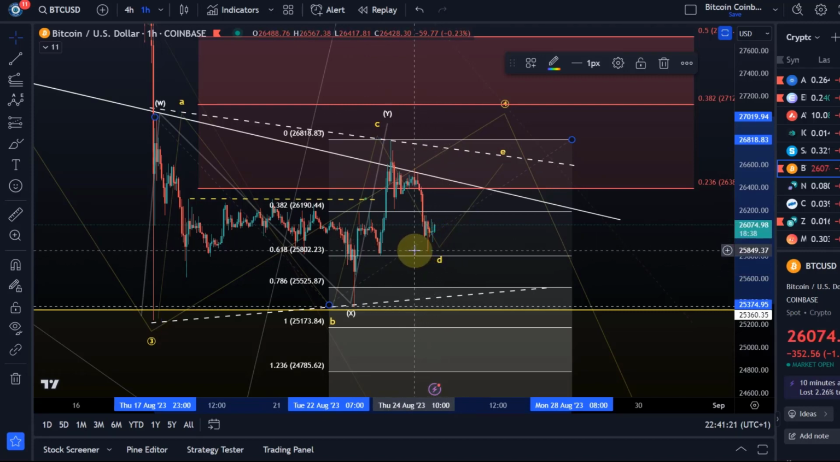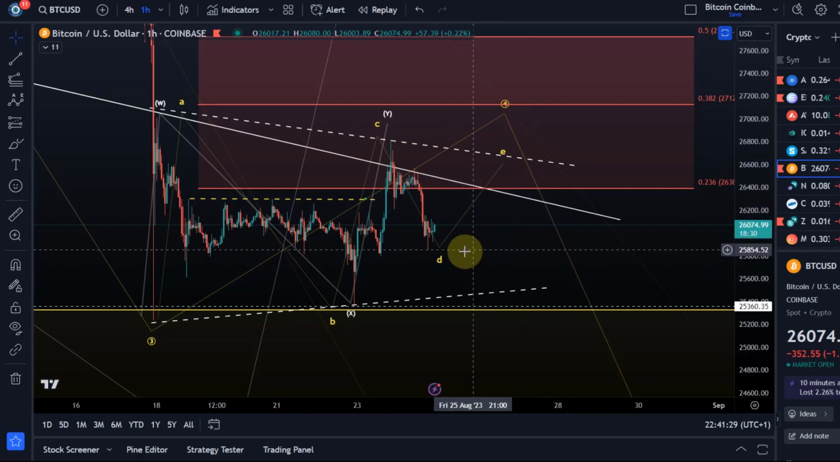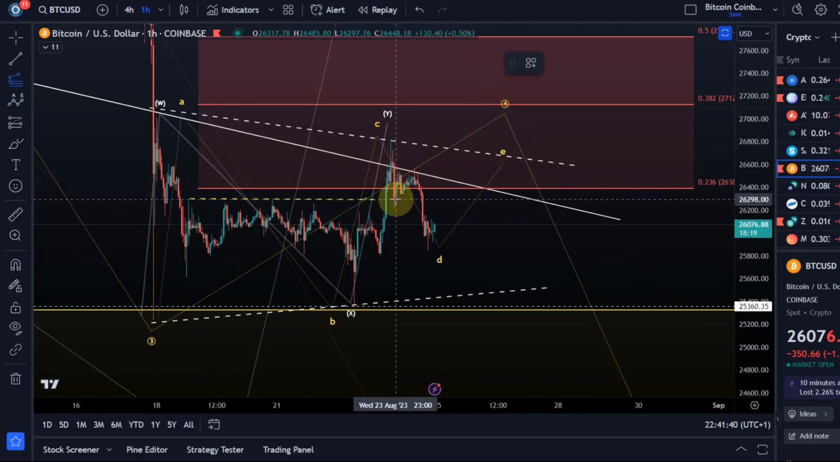So from here, an E wave could potentially start. If it starts, it ideally would start from here. Ideally, it's all probabilities. Even though I don't have any strong signals for that, it could be. I mean, it came down already to 25,840. That's pretty close to the 25,800 level.